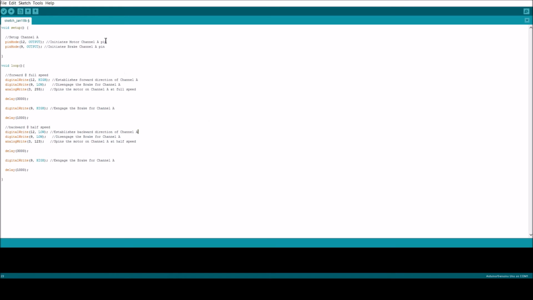First, you need to declare pin 12, which is the direction of channel A, as an output, and also the brake, which is 9, as an output. In order to go forward at full speed, you're going to need to set the forward direction of A, which is high. Forward would be high, and low would be backwards. This just changes the polarity of the channels.